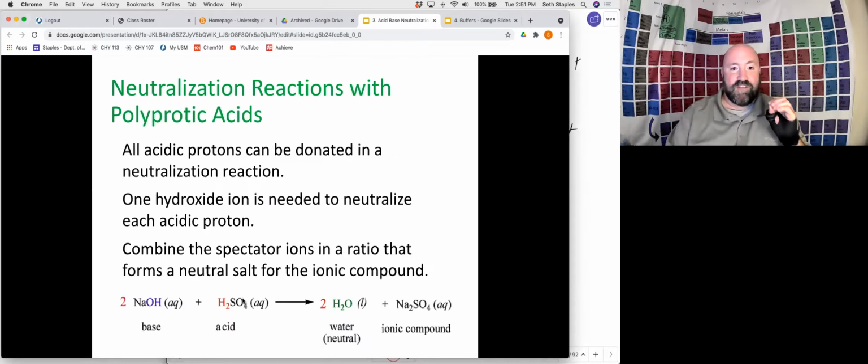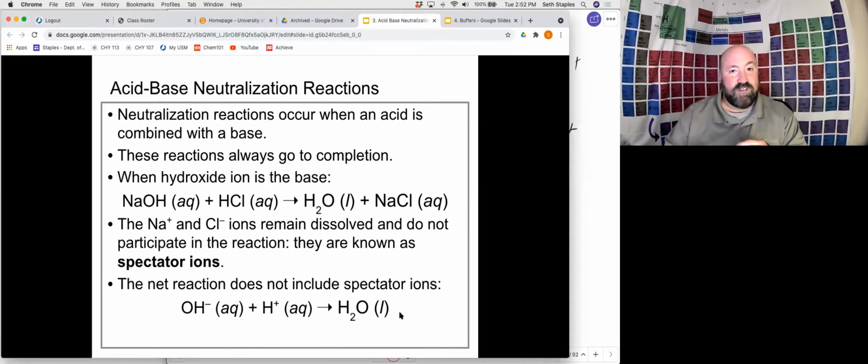And so in those cases, when we're looking at the neutralization reaction, we need to have enough of the base to react with both of those, because one hydroxide ion is needed to react with each of those acidic protons. And so in this case of a reaction between NaOH and H2SO4, we need 2 moles of NaOH, which will then give us 2 water molecules, and our ionic compound would be Na2SO4. Again, sort of our classic double displacement reaction.